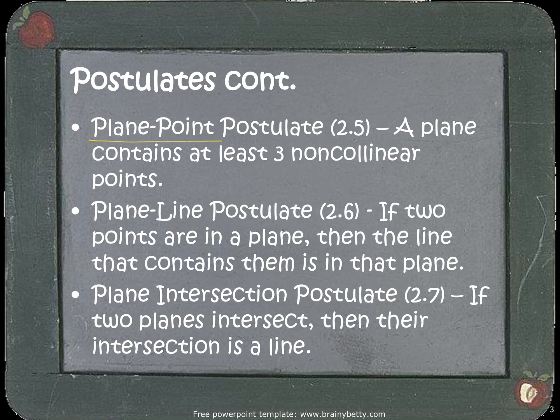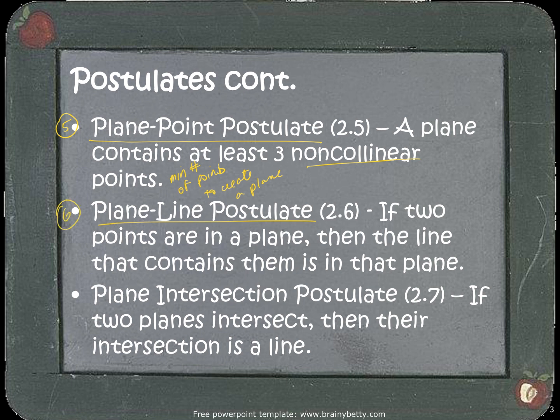When I come here to the next one, the plane point postulate, number 5, this says that a plane contains at least 3 non-collinear points. Again, this is the minimum number of points to create a plane. This is similar to the line point postulate that told you that you needed at least 2 points for a line. So here, this is saying you need at least 3 non-collinear points for a plane.